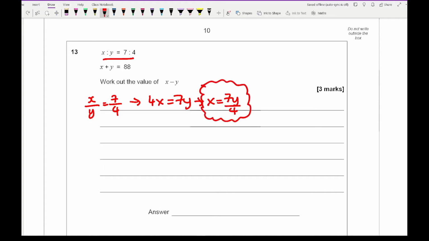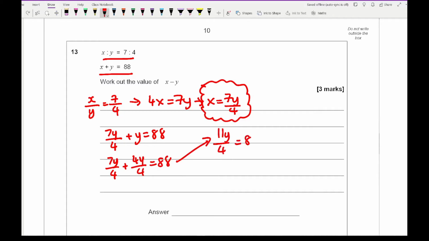So from this, what we then do is substitute it into this formula. Rather than using x, I'm going to use 7y over 4. So 7y over 4 plus y equals 88. Then if I get a common denominator, 7y over 4 plus 4y over 4 equals 88, I then get 11y over 4 equals 88. And then 11y equals 4 times 88, which is 352, giving me a y value of 32.